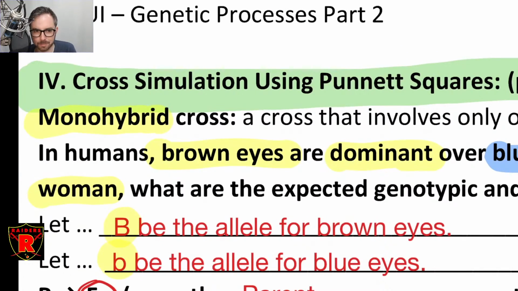But I've chosen B's here. Okay, so I'm saying let B, capital B, be the allele for brown eyes, and let small b be the allele for blue eyes. So we've got brown and blue, and brown is dominant. It's going to be the capital letter.